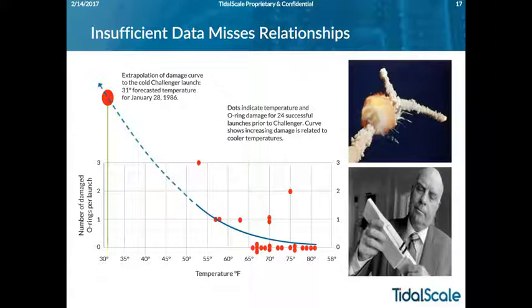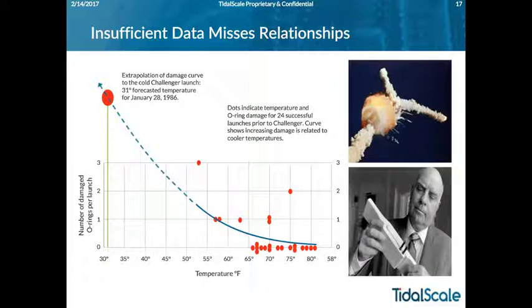And in fact, the Challenger launch, as you see to the far left, was a terrible situation in terms of the temperature that day. But if you have the data, right, you're less likely to miss this relationship. So that's the key value here that I'm trying to present, that the more data you have and your ability to look at it in real time as the data is changing is vital.